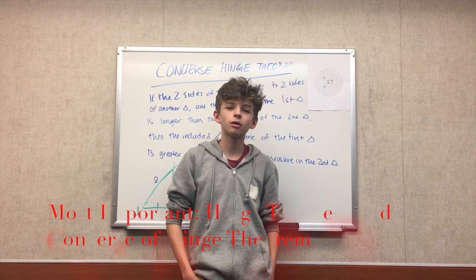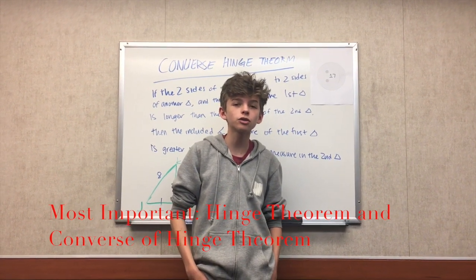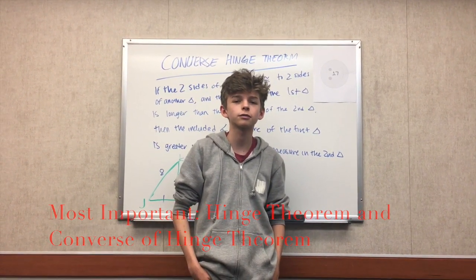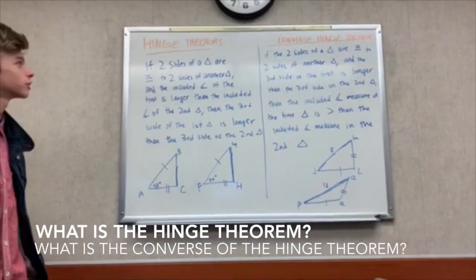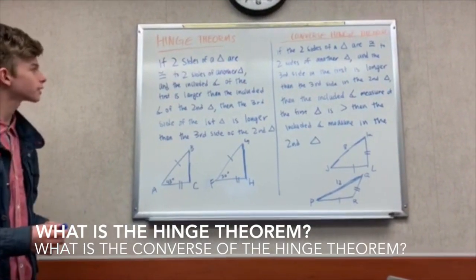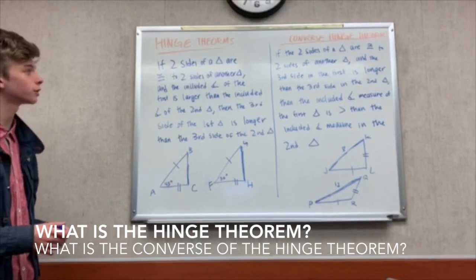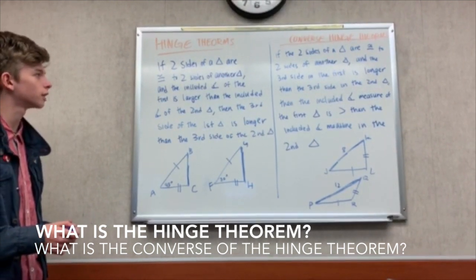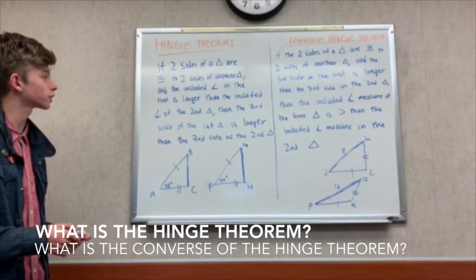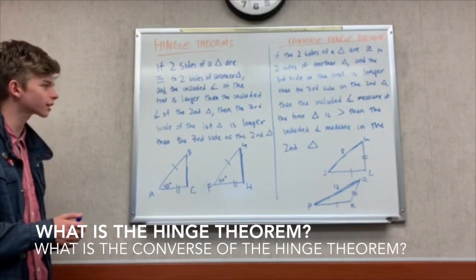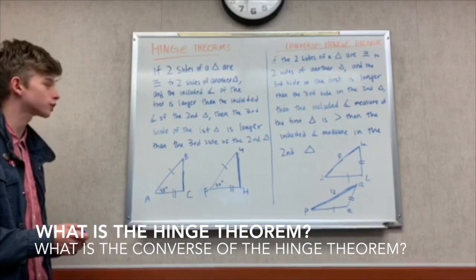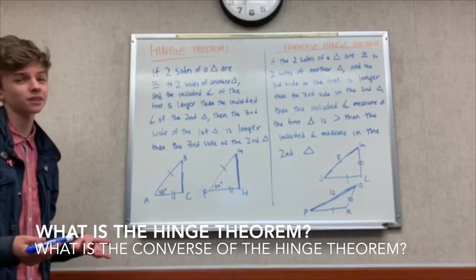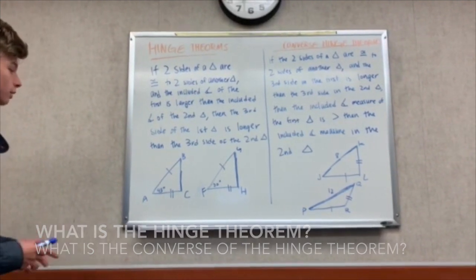The hinge theorem is the most important in Chapter 5 because it's used often and is very useful in proofs. Alright, Dora, this is the hinge theorem and the converse of the hinge theorem. The hinge theorem states that if two sides of a triangle are congruent to two sides of another triangle, and the included angle of the first is larger than the included angle of the second triangle, then the third side of the first triangle is longer than the third side of the second triangle. This might sound like a lot, so let me break it down for you in an example.